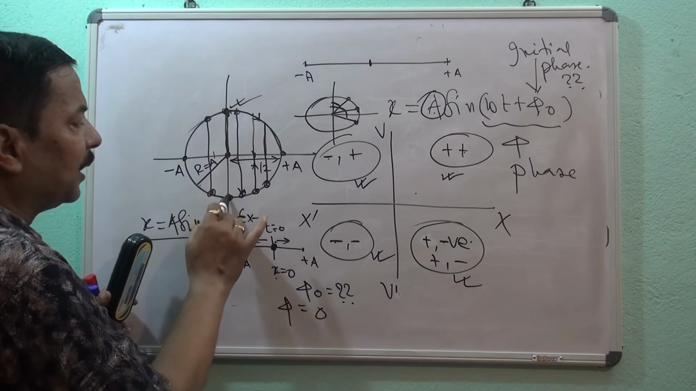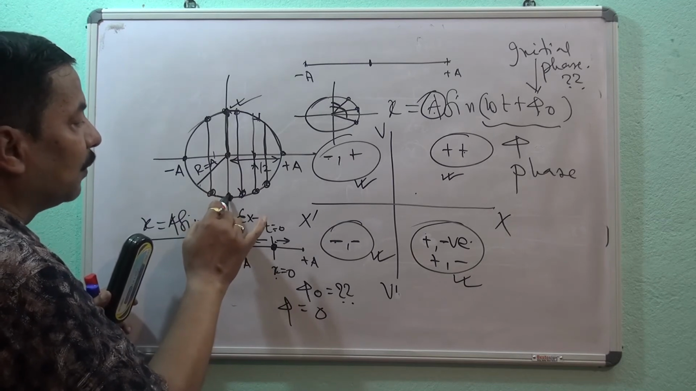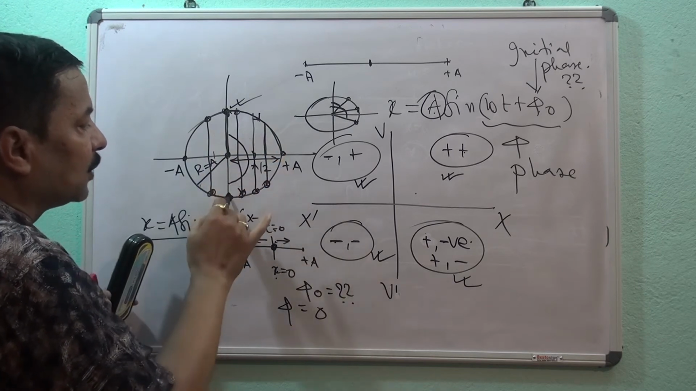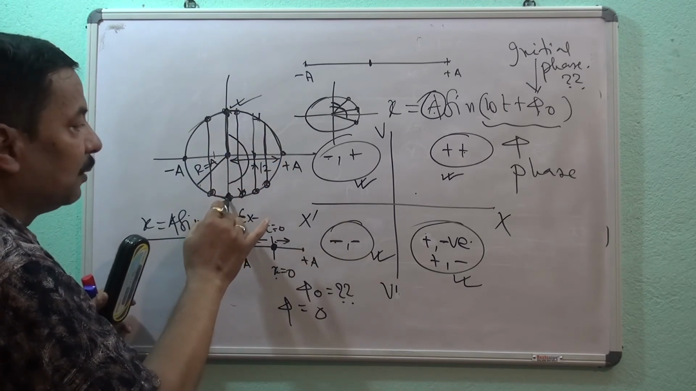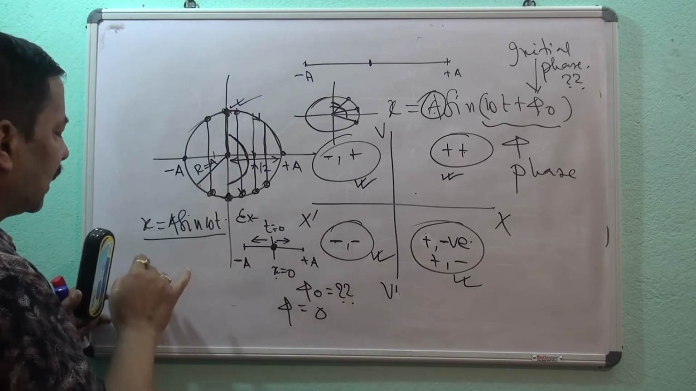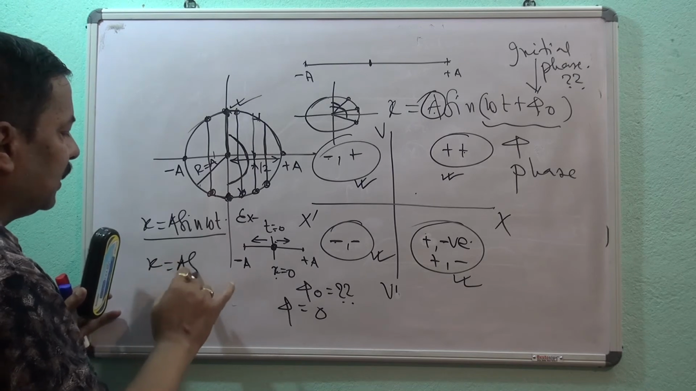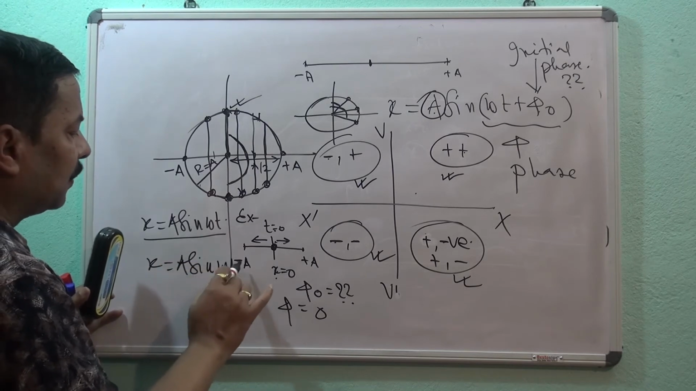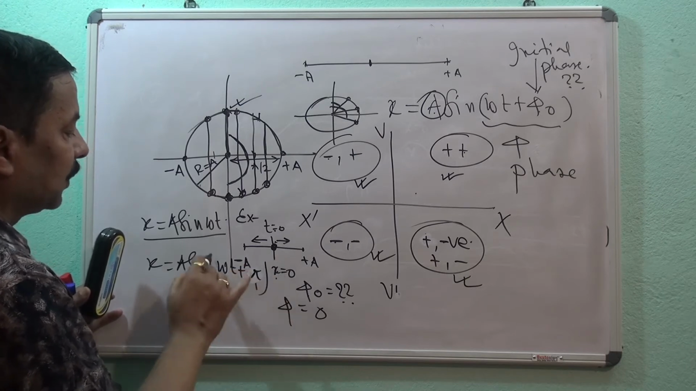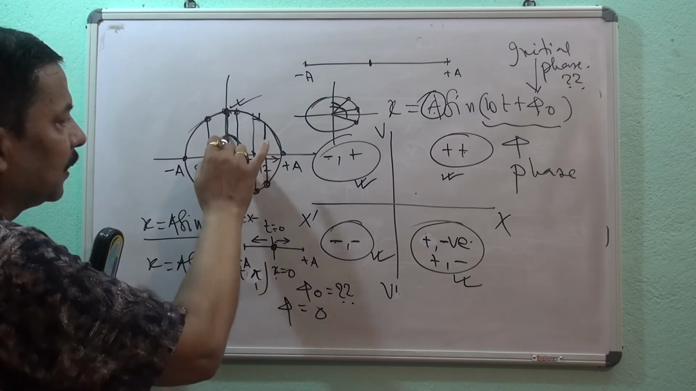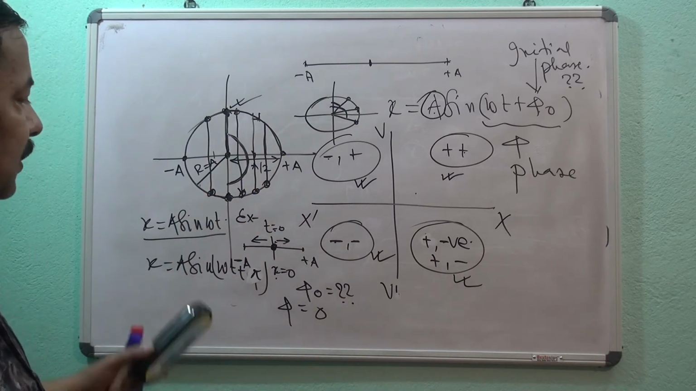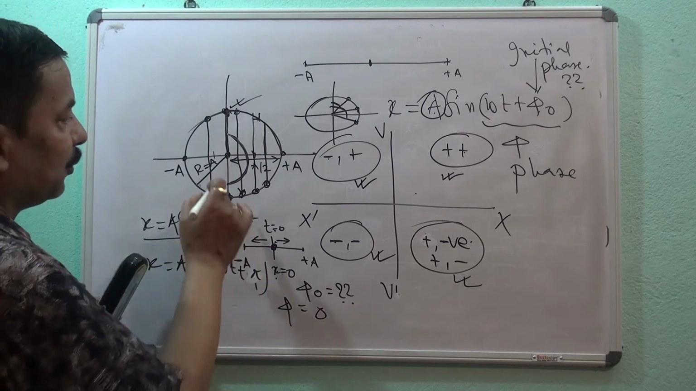So here you will be getting the negative value of x, and what will be the angle? The angle will be this angle, because this will be the position of the particle. So this will be how much? Pi. So you will write that x is equal to a sin(omega t plus pi). This will be representing the particle if the particle is moving in this direction.